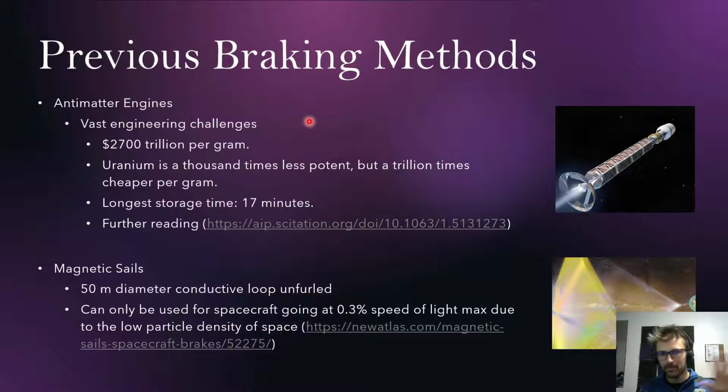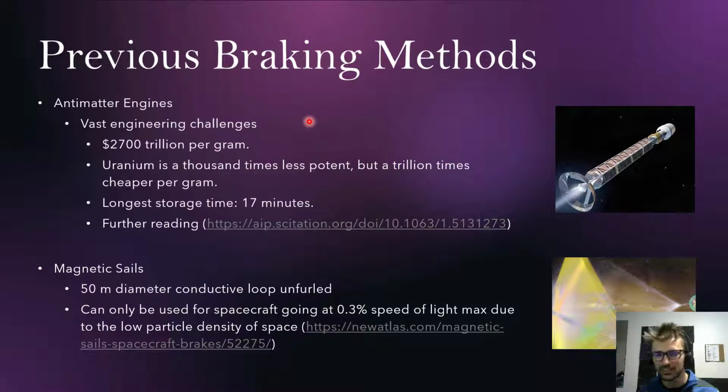And to give it an even better perspective, say maybe that's expensive, and I want to use uranium as a trade-off. How would that compare? Uranium obviously isn't going to be as potent, as we know from nuclear bombs, which seems kind of absurd given how explosive those things are. But if you look at the energy you get out of the fissioning particles, it's about 1,000 times less potent if you were to make a uranium engine to slow down the spacecraft. But the cost per gram of uranium is about 1 trillion times cheaper than antimatter.